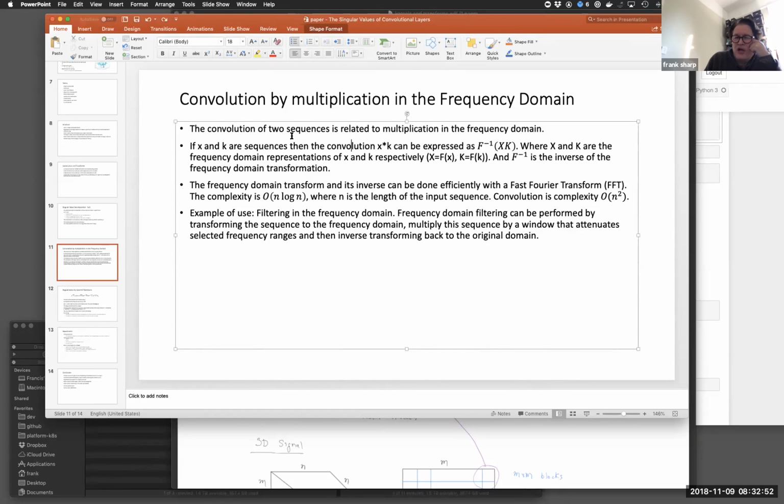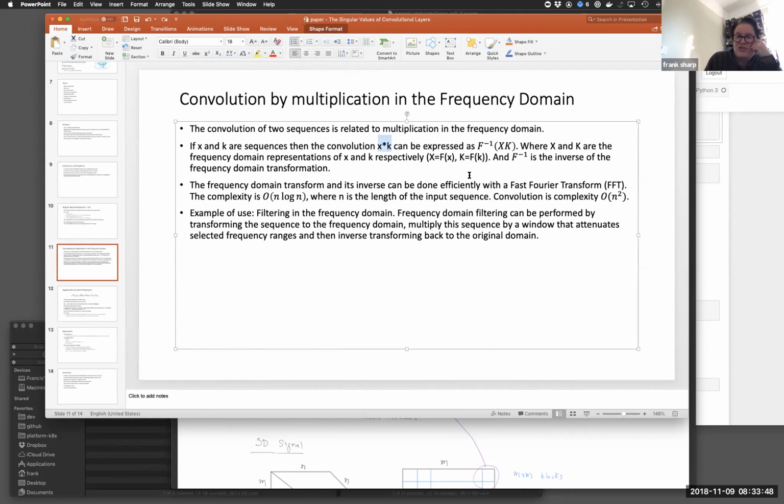So the convolution of two sequences is related to multiplication in the frequency domain. If we have X and K, two sequences, and their convolution is denoted by X star K, we can also express this as the inverse Fourier transform of capital X and capital K. Capital X is the Fourier transform of the sequence X, and capital K is the Fourier transform of the sequence K, as I've denoted here. And this F minus 1 is the inverse. So we can do convolution by first transforming into the frequency domain, multiplying component-wise, and then inverse transforming.